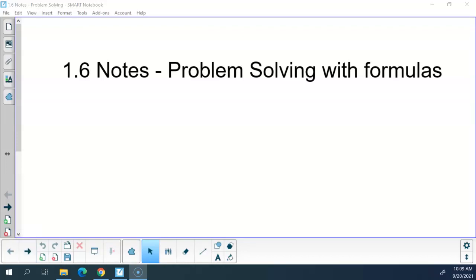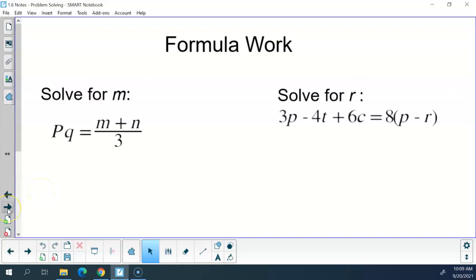So today we are going to be problem solving with some formulas. There's two parts to it: there's just work with formulas, and then there's word problems with formulas. For instance, the formula work is you could be given some kind of formula, and it could be an actual formula, like the perimeter of a rectangle, P equals 2L plus 2W.